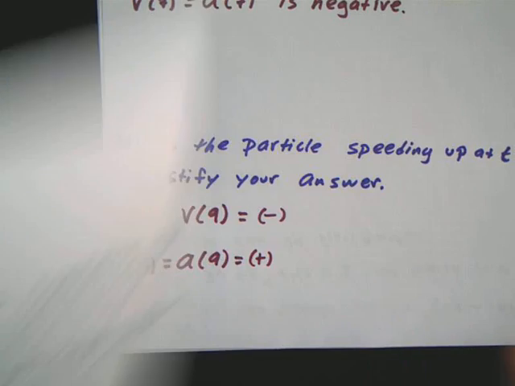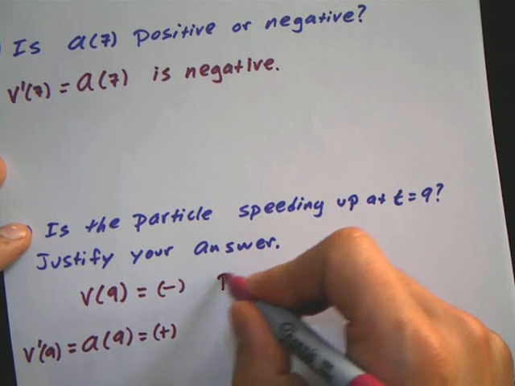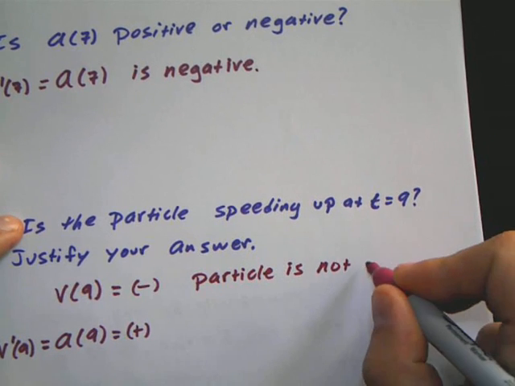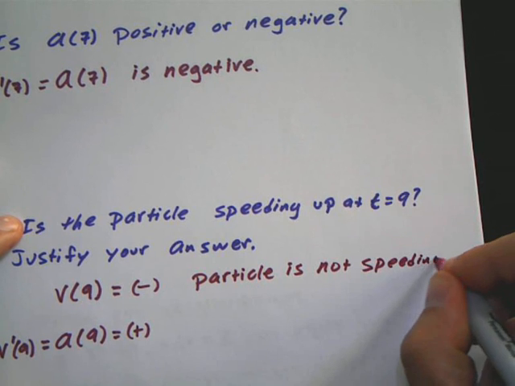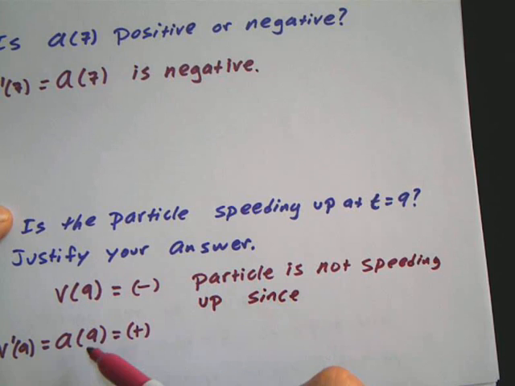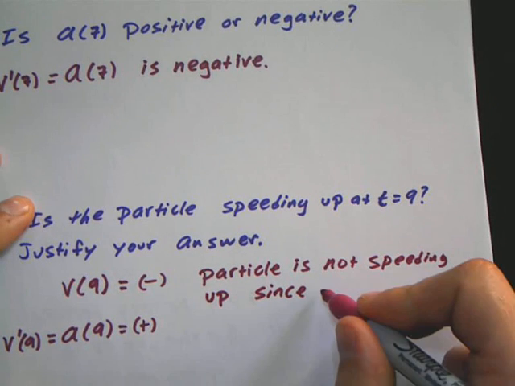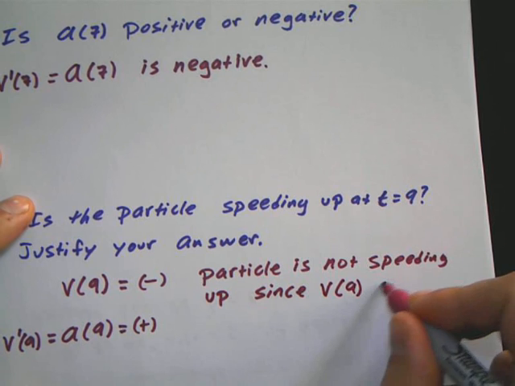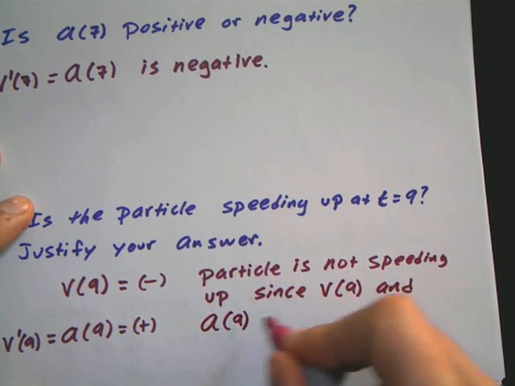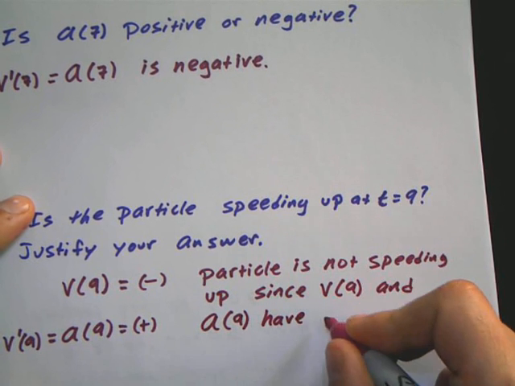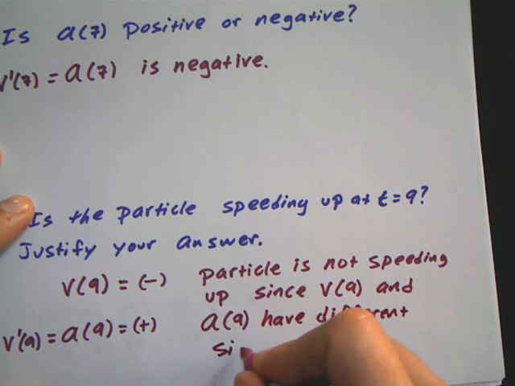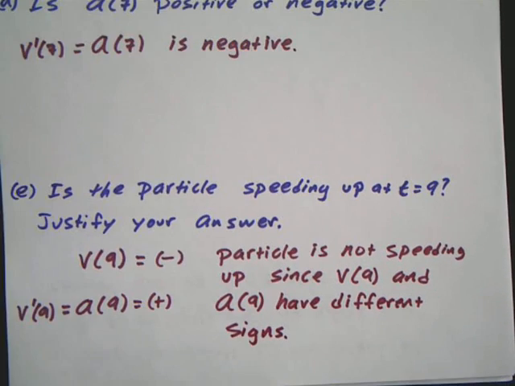So to answer this, you would say the particle is not speeding up. And to justify, you would say that since velocity and acceleration have different signs, since v of 9 and a of 9 have different signs. And that's the answer. And that's it for this video.